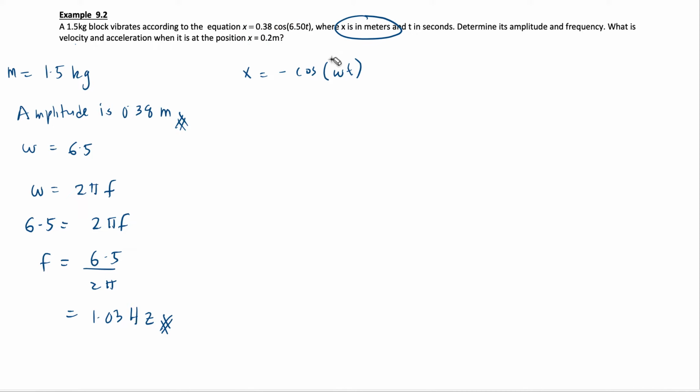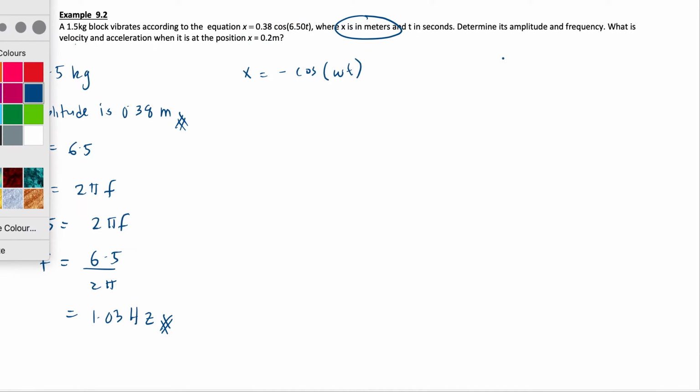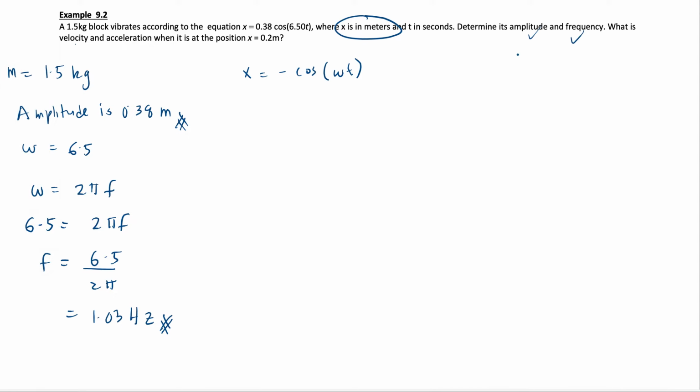Okay, let me erase that. Right, it has said frequency, amplitude done. What is the velocity and acceleration when it is at the position of x equals 0.2? So when x equals 0.2, what is t?